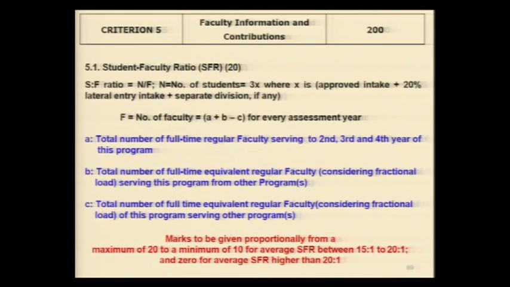Now how will this equivalent fractional load be calculated? Assume that an electronics faculty member is at the designation of, say, professor, and a professor as per AICTE norm is expected to take a teaching load of 8 hours a week, and out of 8 hours he is devoting 4 hours to the computer science program. Then while calculating B here, I will count him as 0.5.